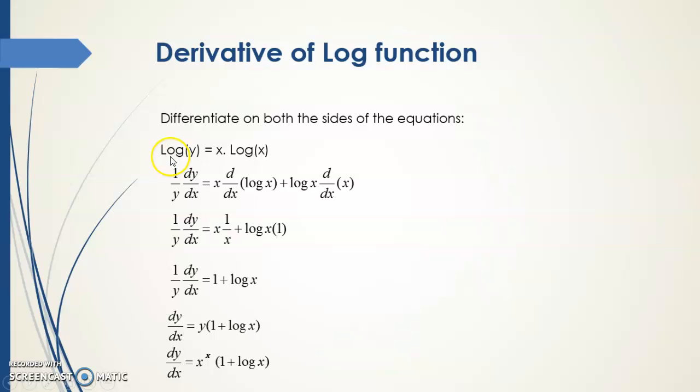After that you have to take the derivative. So the derivative of log y equals the derivative of this x log x. We know that the derivative of log y is 1 by y, but since it is not x, we'll take a further derivative of y, that is dy by dx, equals, this is the product rule. So x times the derivative of log x plus log x times the derivative of x. The derivative of log x is 1 by x, and the derivative of x is 1. So x and x will get cancelled, and this will be 1 plus log x.